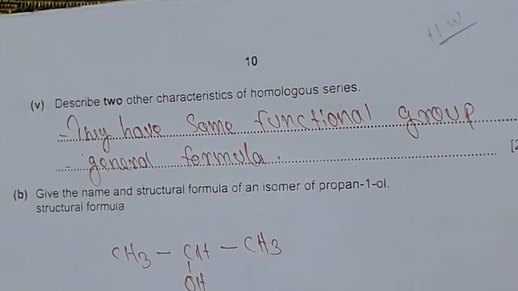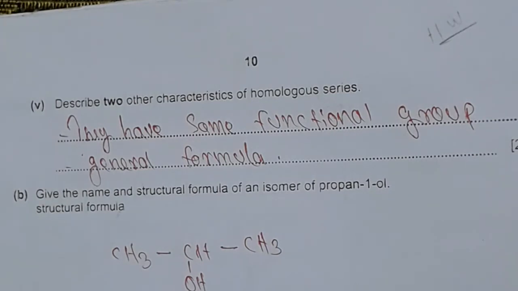Number 5, here the question is asking: describe different characteristics of homologous series. We know homologous series means a series of compounds that have the same general formula, same chemical properties, same functional group, etc. Here in the table it is given methanol, ethanol, propanol, butanol, alcohols. They have different numbers of carbon. These are one homologous series.